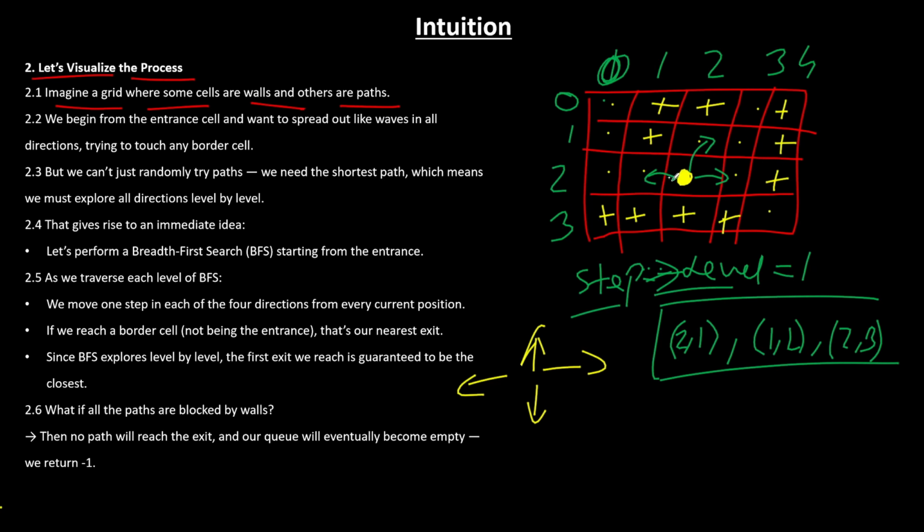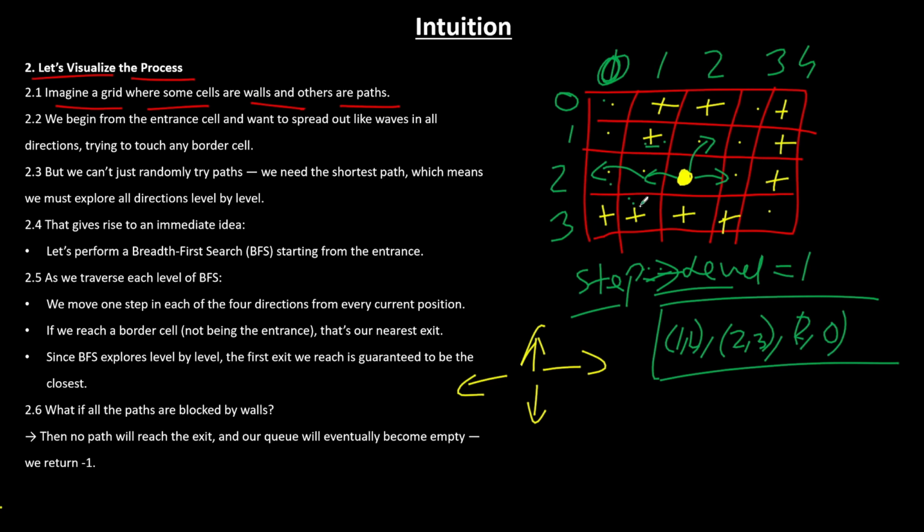Now, suppose you pop this value since you are using BFS. I'm assuming that you know how BFS works, as I've already explained before. Now, when you pop this, you could go up, which is blocked, down, which is blocked. In the left, you can go right. So what you do, you come here, and you enter 2 comma 0 into the queue.